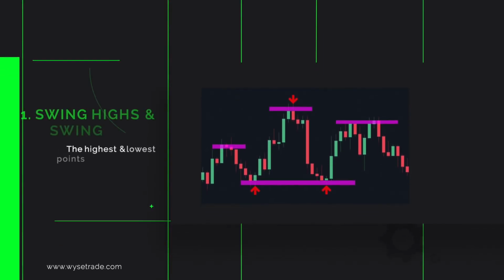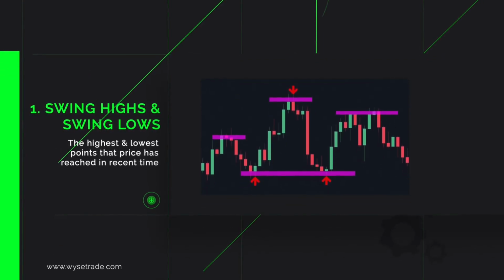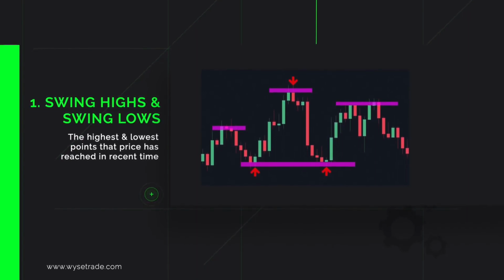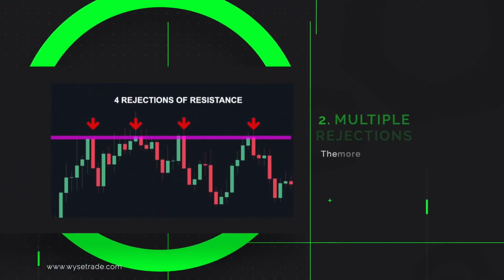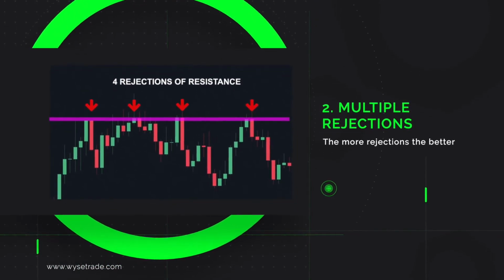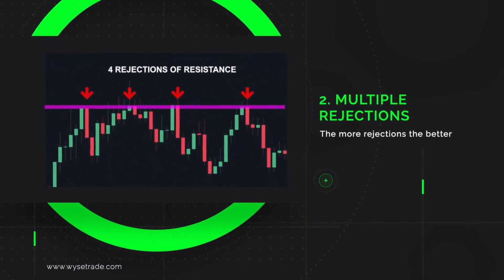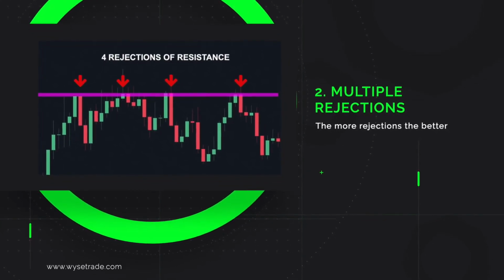1. We look for the extreme swing highs and swing lows, meaning the highest and lowest points that price has reached in recent time. 2. We like to look for multiple rejections of an area. The more rejections, the better.